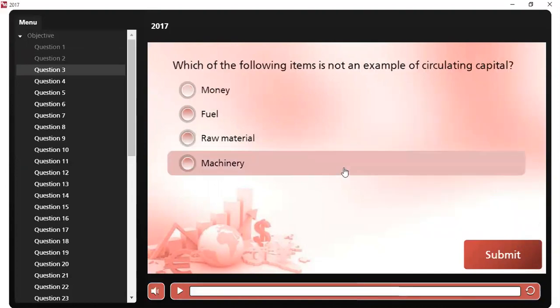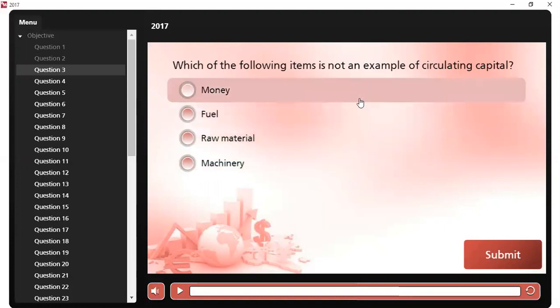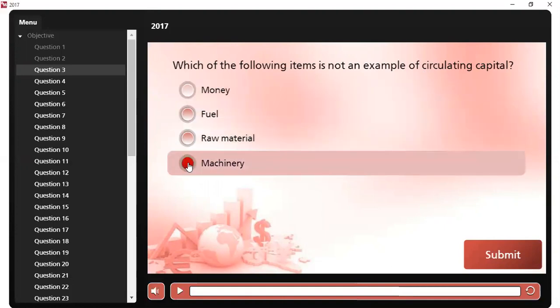Question number 3. Which of the following items is not an example of circulating capital? What is circulating capital? Circulating capital are factors of production that change forms. Machinery here does not change form, so it is not an example of circulating capital.